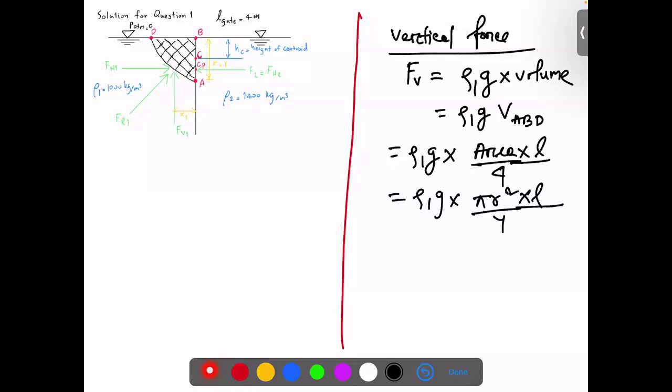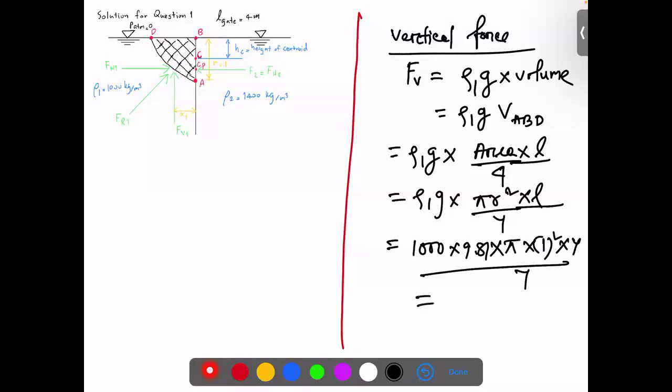Radius is 1, so you can substitute these values here. Density 1000, gravity 9.81. Radius is 1, length is 4 over 4. So this will be Fv, it will be 30,819 Newton. This is the vertical force. We have got these two values.